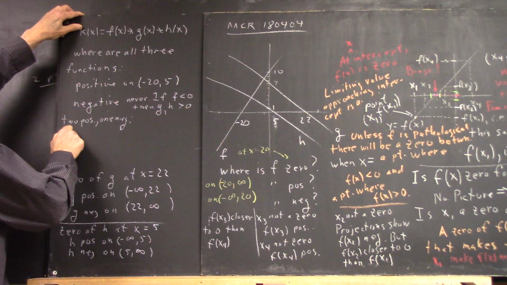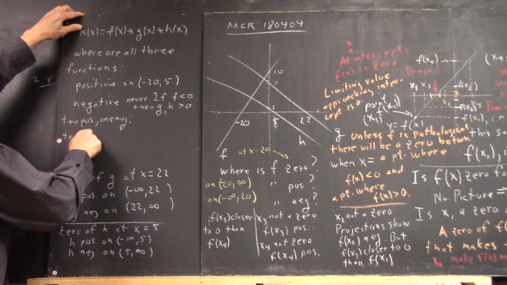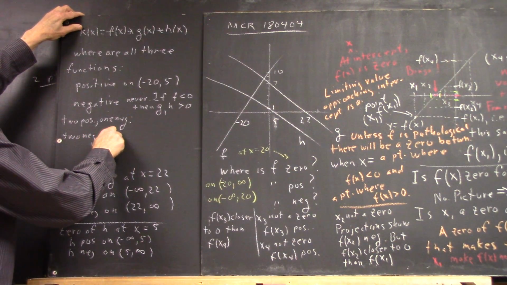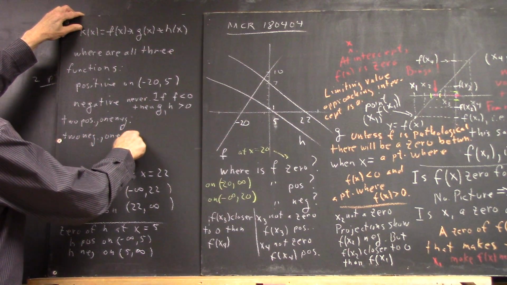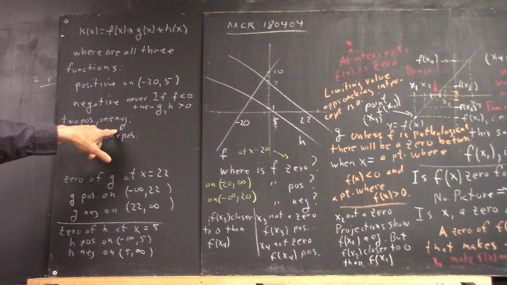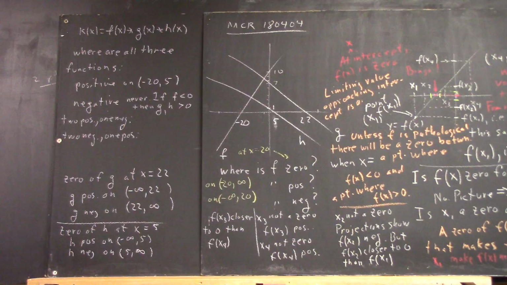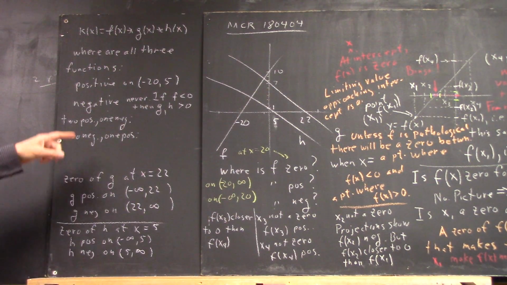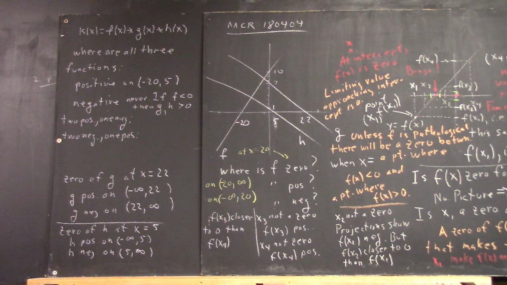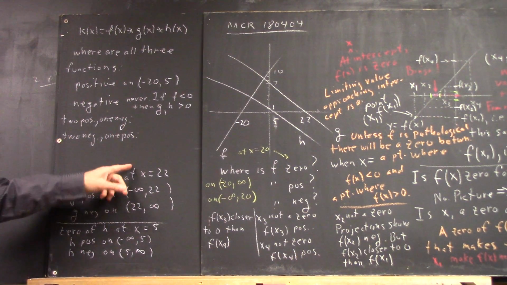Okay. Two more questions. Two positive, one negative. Where are two positive, one negative? We use intervals, right? In interval notation, where is it that you have two positives and one negative? And where is it that you have two negatives and one positive?